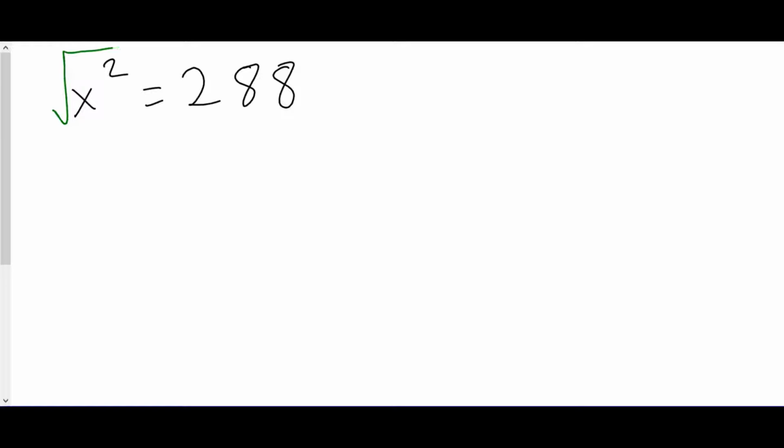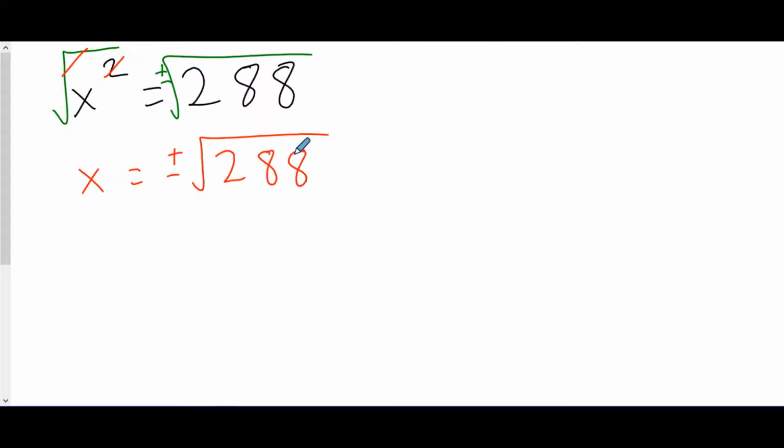So on the left side, we're going to take the square root, and on the right side, we're going to take the square root. At any time you're taking the square root on both sides, we want to make sure to put a plus or a minus with the number. So the square root of x squared is just x, because the square root and the squared are inverse operations, so they cancel out. And I now have plus or minus the square root of 288. And then step 3 is to simplify the square root if necessary. So I need to simplify this square root.